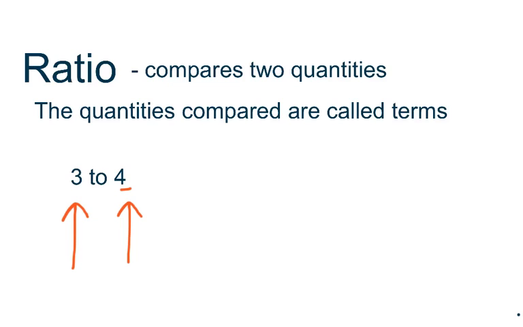These numbers are called terms. Now that's one way to write the ratio, or I can write it like this, 3 to 4, or I can write it like a fraction, and the first number is always the numerator, 3 to 4.